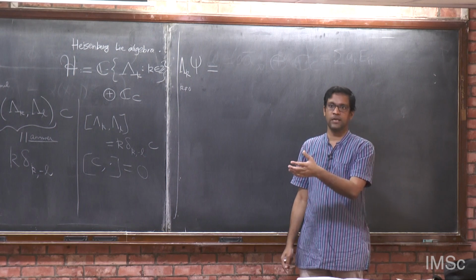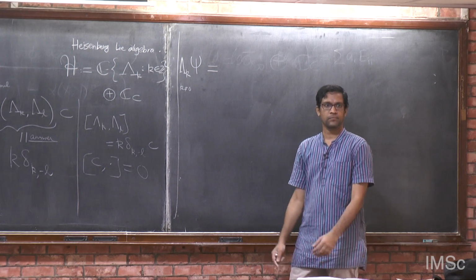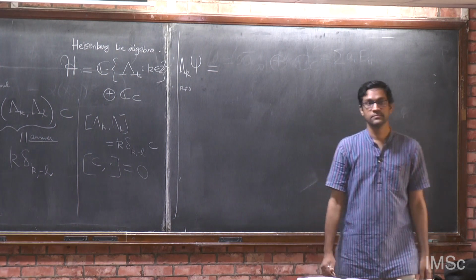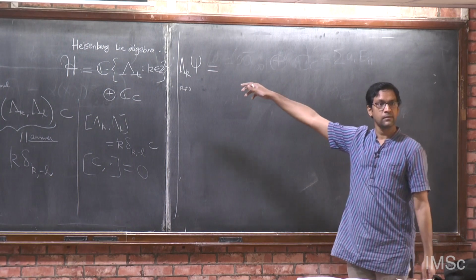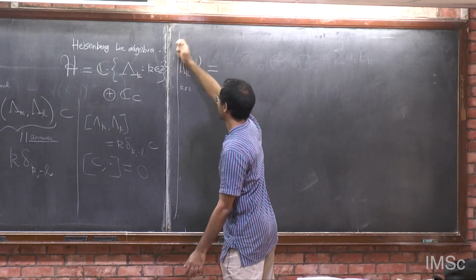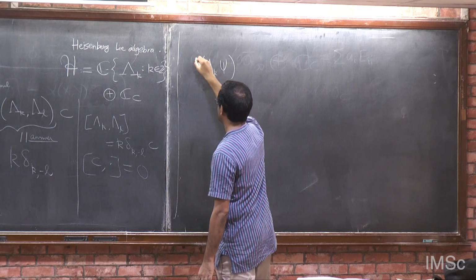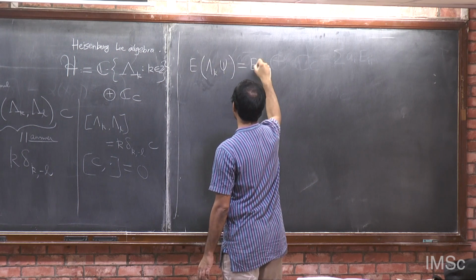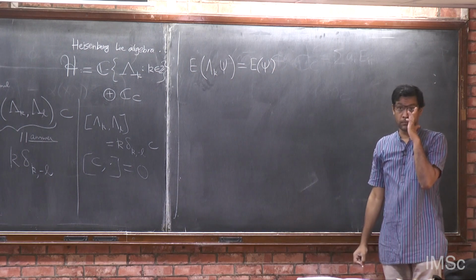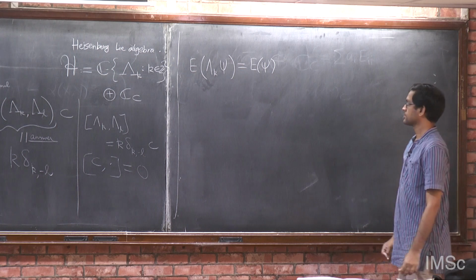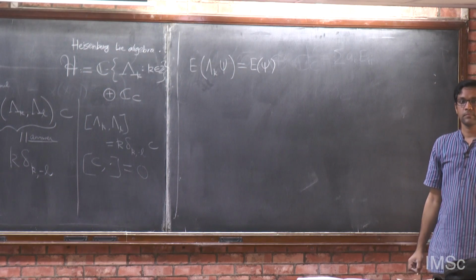Now, how does lambda k act on any given Vi? It shifts it by k. It sends it to Vi plus k. What's the energy of the new guy? That's all I'm asking. If I take lambda k, act it on psi, what's the energy of the new fellow relative to the energy of the old guy? K times the energy of psi.